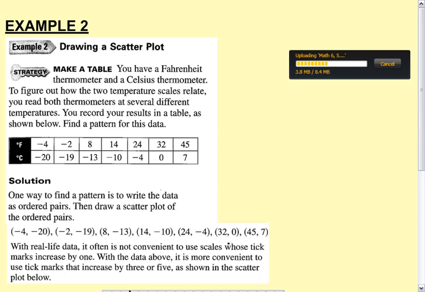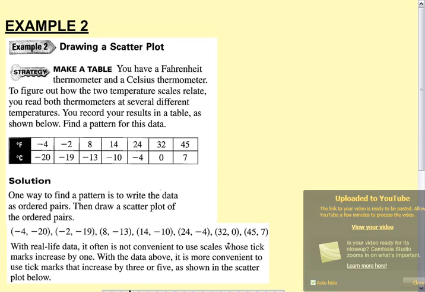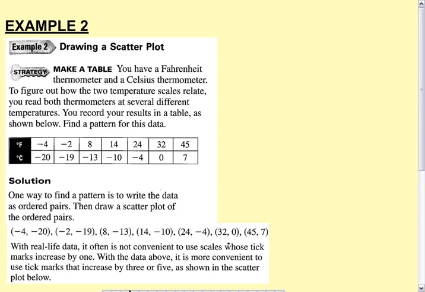Okay, folks, example number 2. This says drawing a scatter plot. Make a table. You have a Fahrenheit thermometer and a Celsius thermometer. To figure out how the two temperature scales relate, you read both thermometers at several different temperatures. You record your results in a table, as shown below. Find a pattern for this table.